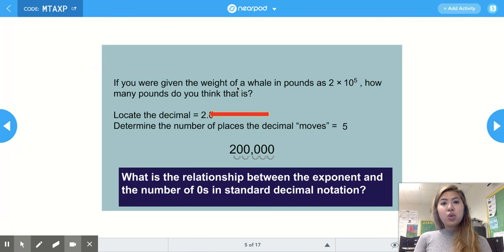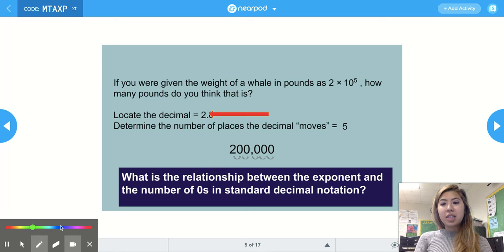If you were given the weight of a whale in pounds as 2 times 10 to the power 5, how many pounds do you think that is? So first we'd have to locate the decimal in the number 2. So even though there isn't a visible decimal, we know that every whole number has a decimal to the right of it. So 2.0, the decimal is to the right of the 2, and we have to determine the number of places the decimal moves from the exponent.